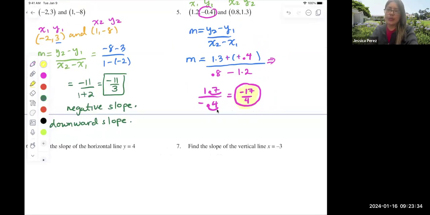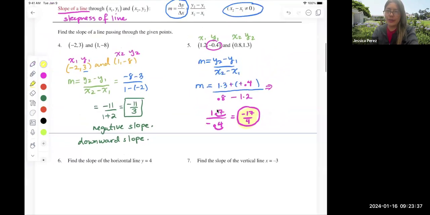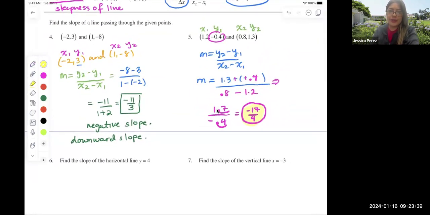Okay, so all I did was multiply top and bottom by 10. And that's it. So that is our slope for number 5.